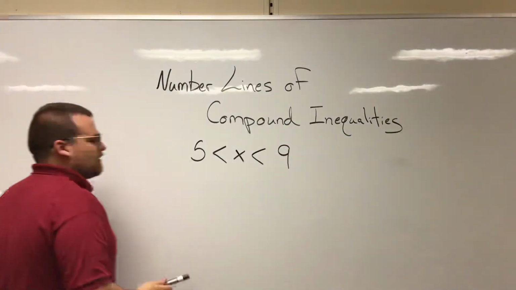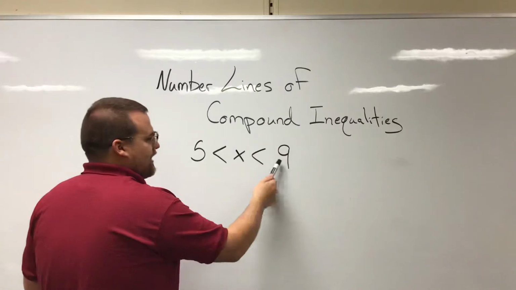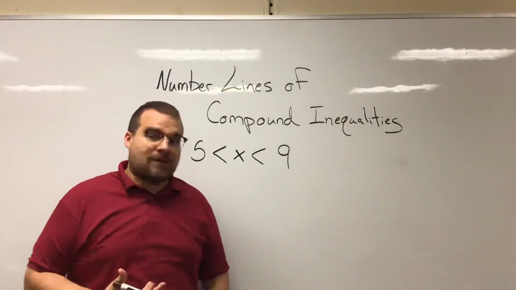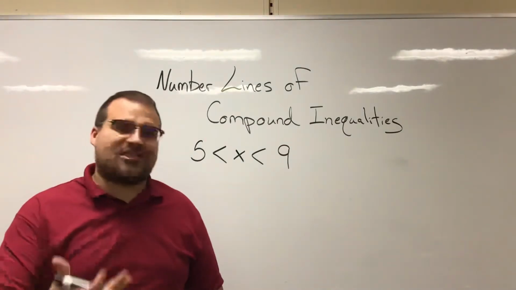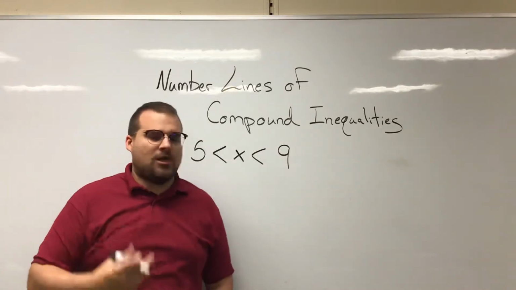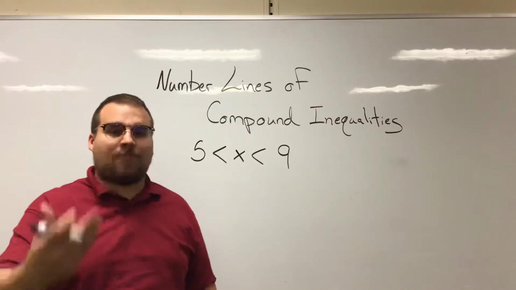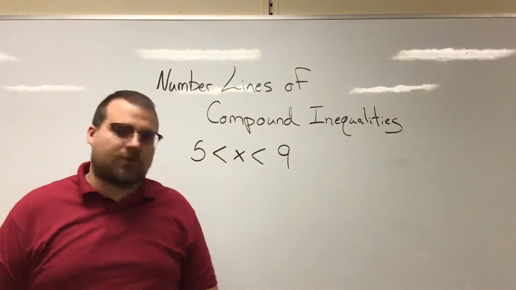It looks something like this. 5 is less than X, which is less than 9. This is a compound inequality. It's a little confusing to say aloud, and it's kind of hard to think about sometimes, but really what this creates is an interval of numbers that X could be, or whatever variable we're working with.